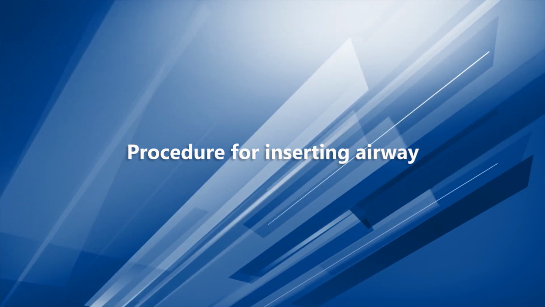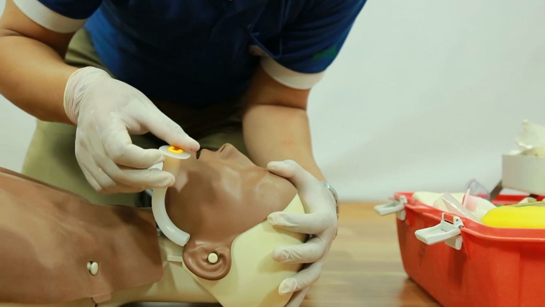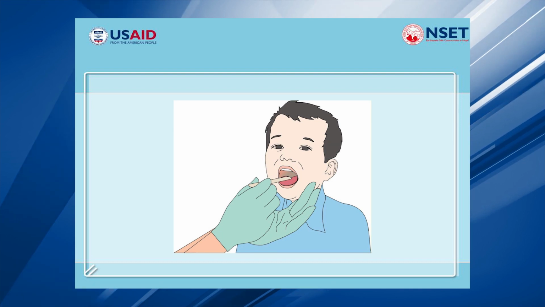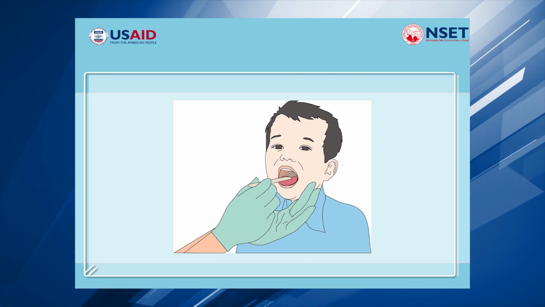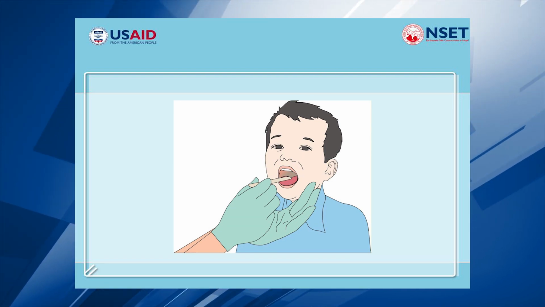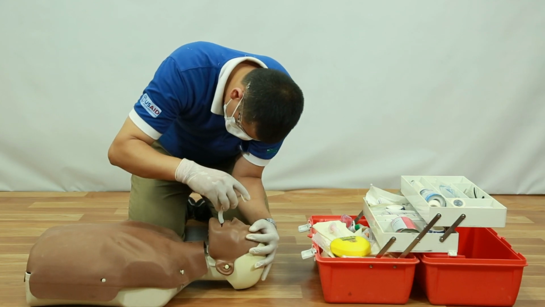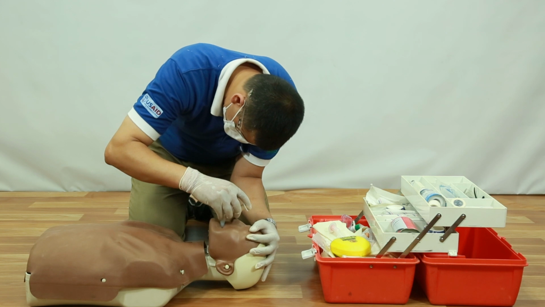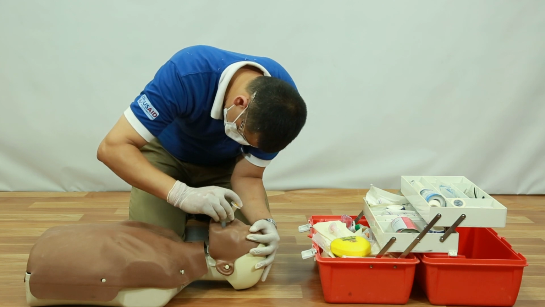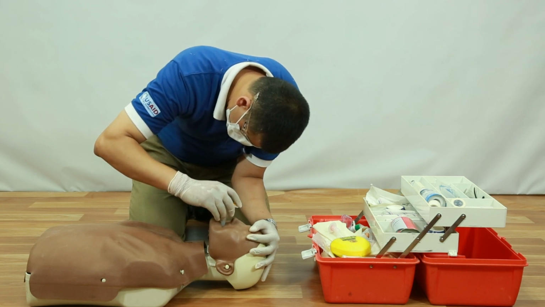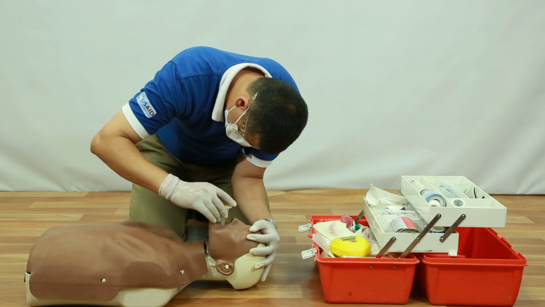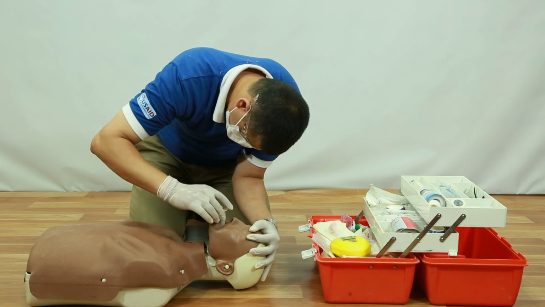Procedure for inserting airway. Select proper size. If the patient is a child, use a tongue depressor to help insert the device. Open the patient's mouth. Insert the adjunct upside down, tip facing the roof of the mouth. Advance the adjunct gently until you encounter light resistance.